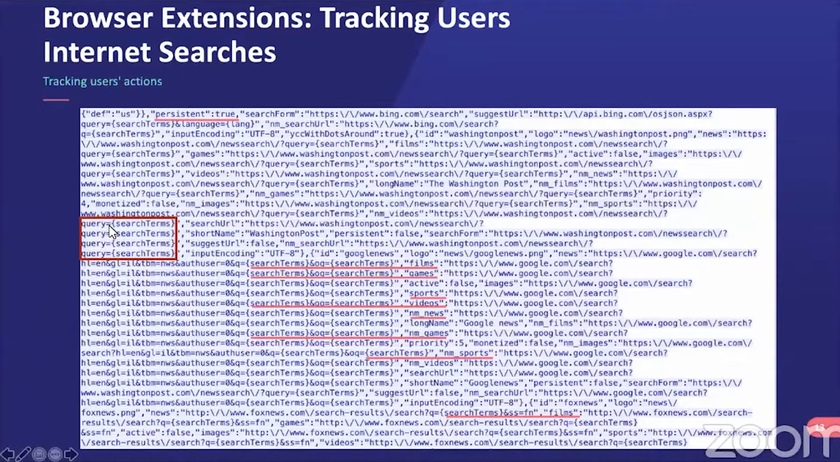And furthermore, we can see that they're actively looking for your query, which is going to be your search terms. And then we can see they're just tracking everything that we're looking for: films, games, sports, videos, news. It looks like this user just opened up a Google tab here, and it's going to track everything that is going on in that tab.